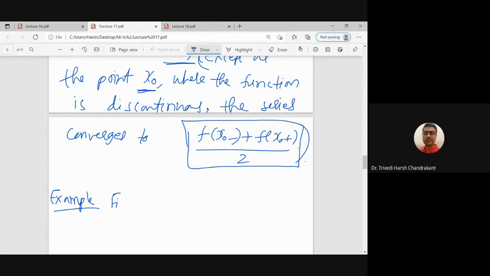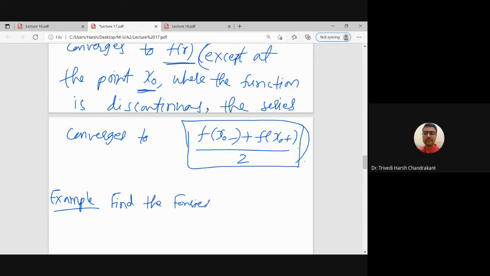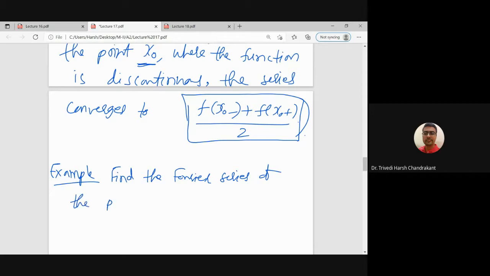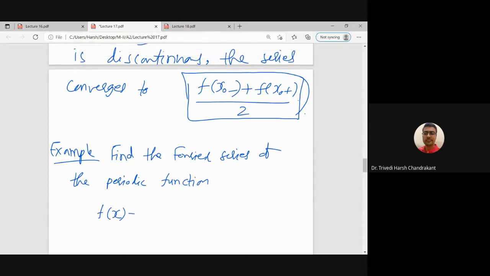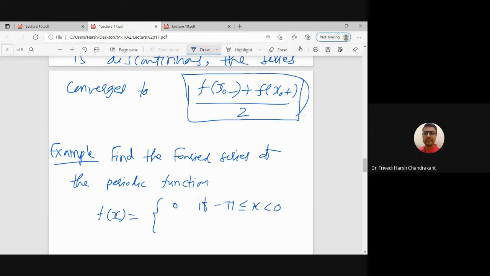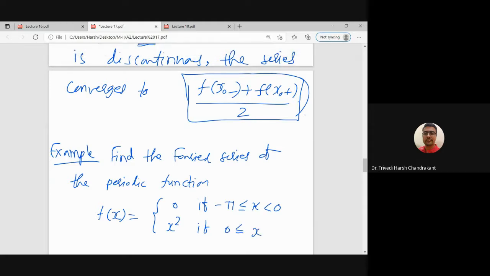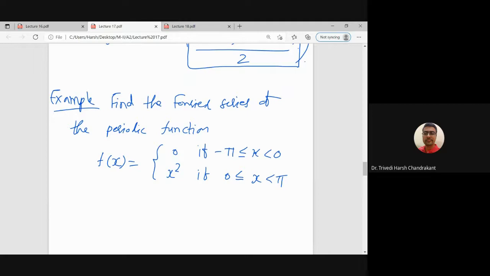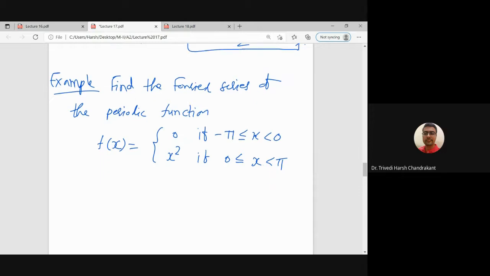To find the Fourier series of the periodic function, the function takes value 0 over the interval minus pi to 0, and value x square if 0 less than or equal to x less than pi. Okay, so this function is given. Now, the less than or equal to is also fine, because anyway it is a 2 pi periodic function, so f of pi will be f of minus pi, right? So don't worry about that.